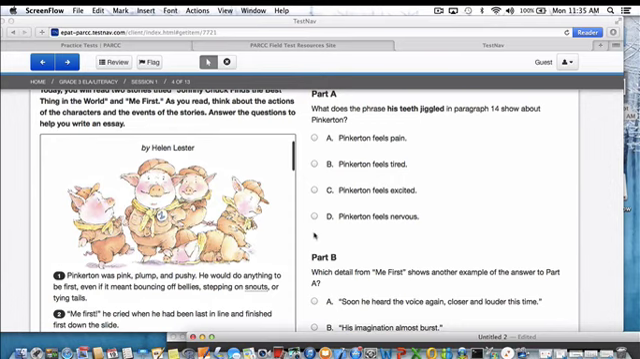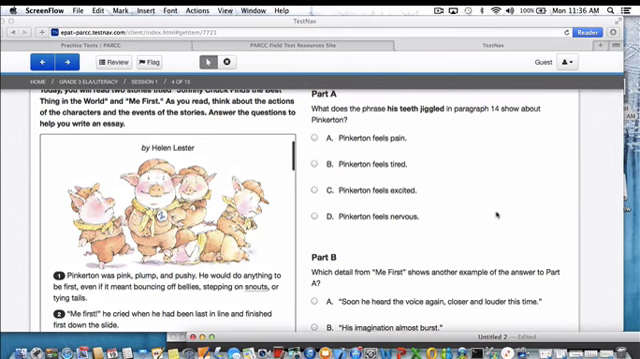When we look at the questions that have to do with the text, I'm just going to think out loud about the thinking a student would need in order to answer each question. That's going to help us understand what makes these questions rigorous. So, Part A, first question: What does the phrase "his teeth jiggled" in paragraph 14 show about Pinkerton? And then all the answers.